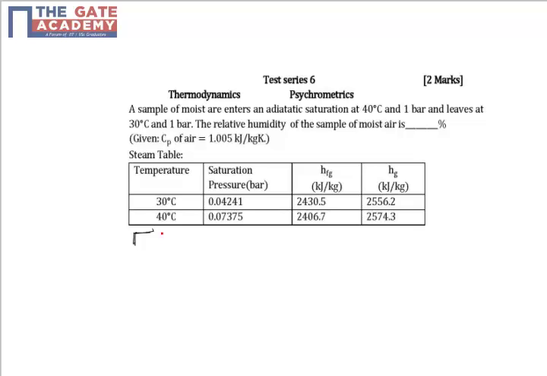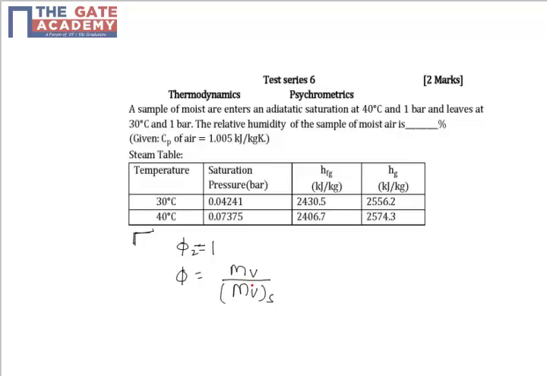Since the air leaves the adiabatic saturation as saturated air, the phi 2 value is always 1. So phi 2 is 1, which is the relative humidity at the leaving point. We know that relative humidity is defined as the mass of vapor in a sample gas to the mass of vapor in the saturation condition. This is actually what we have to find out.